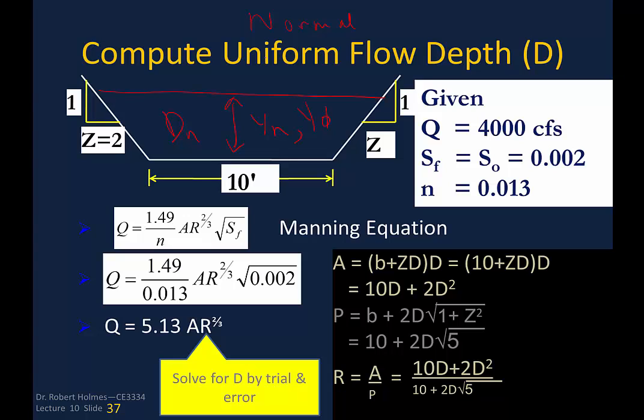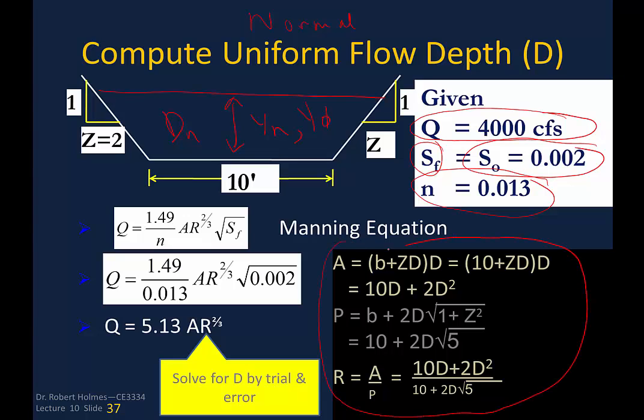Now, we're after the uniform flow depth. We're given that the discharge of the channel is 4,000 CFS. The bed slope is 0.002, and if we assume that that's uniform flow, that's also equal to friction slope, and the roughness value is 0.013. Now, for this trapezoid channel, the equations for the area, wetted perimeter, and the hydraulic radius are here.